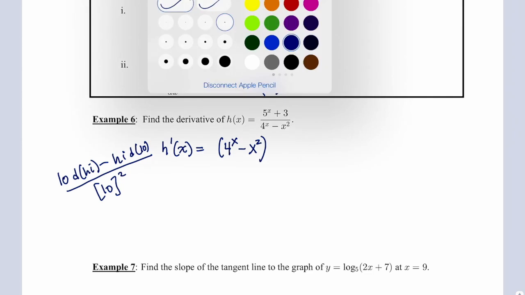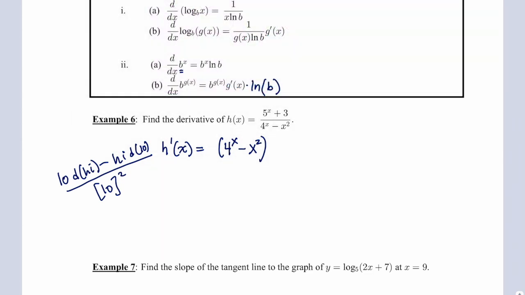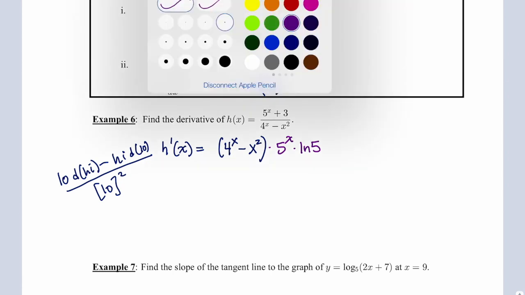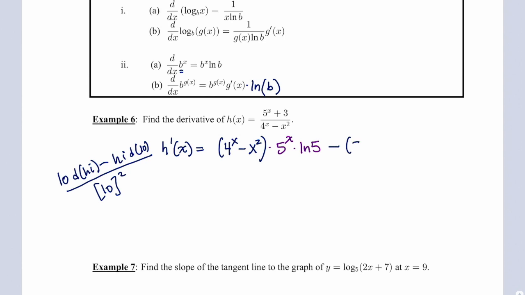D high, the derivative of the numerator, will be the derivative of 5 to the x. So 5 to the x, just like I would start with e to the x, times the natural log of the base, so times natural log of 5, plus the derivative of 3, which is 0. And then I want minus high d low, and d low would be the derivative of 4 to the x, which would be 4 to the x, times the natural log of the base, which is natural log of 4, minus the derivative of 2 or x squared, which would be 2x.